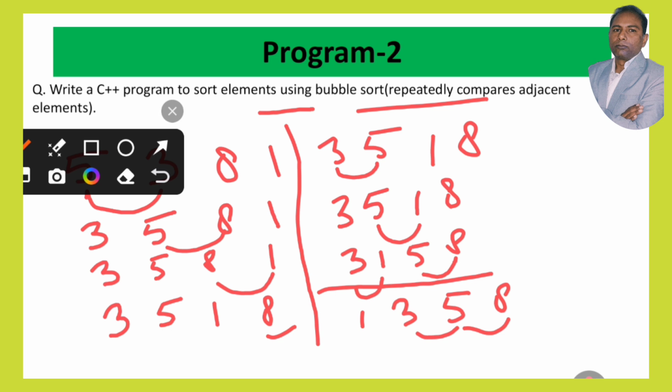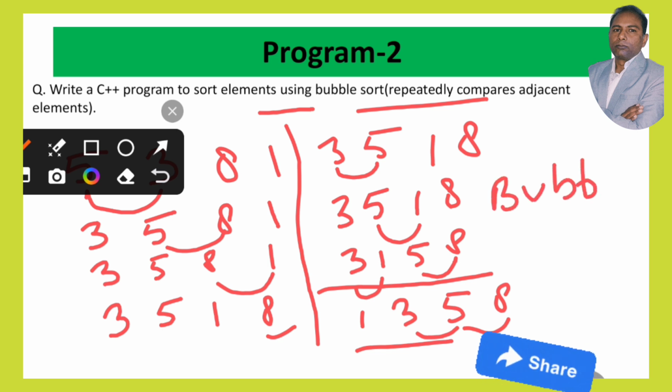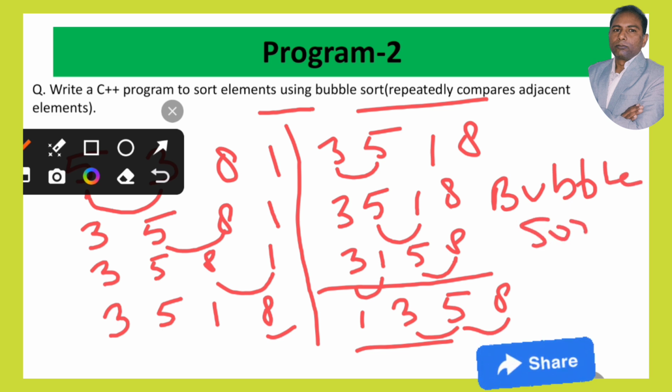So like this, by comparison of adjacent elements, we can sort the elements of an array. So we have 1 in the first position and 8 in the last position. This is known as bubble sort. Bubble sort means we are sorting the elements by comparing with the adjacent elements.